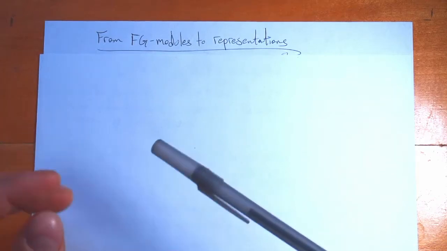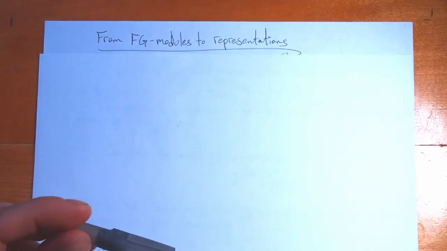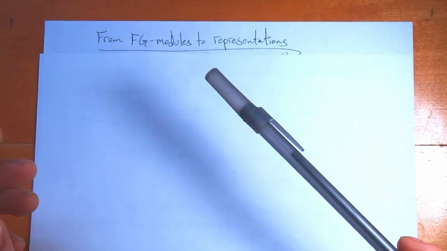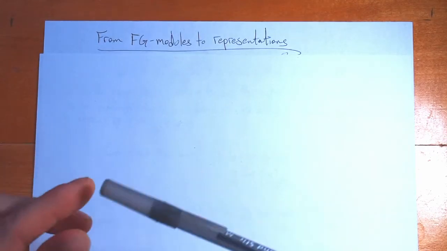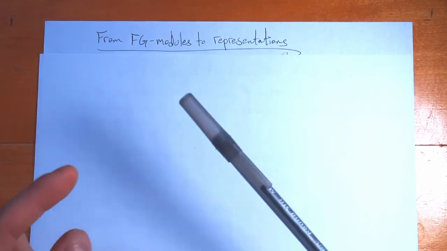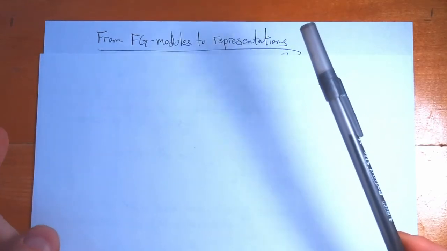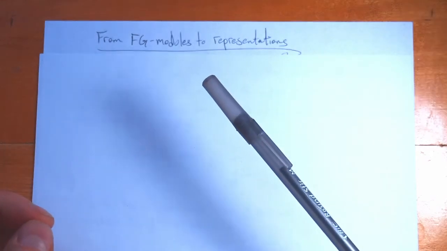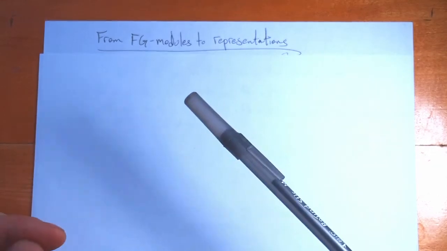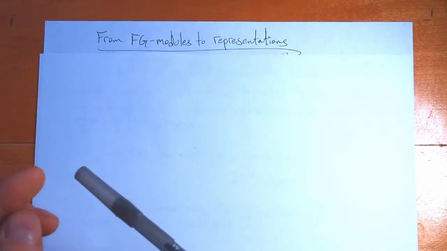Have you ever noticed that FG modules and representations look exactly the same? No? Just me? Well, what do I know? I don't even go to school. But hopefully, by the end of this video, you're going to see what I'm talking about. And also, possibly more importantly, I'm going to use this understanding to describe equivalent representations in light of FG modules.